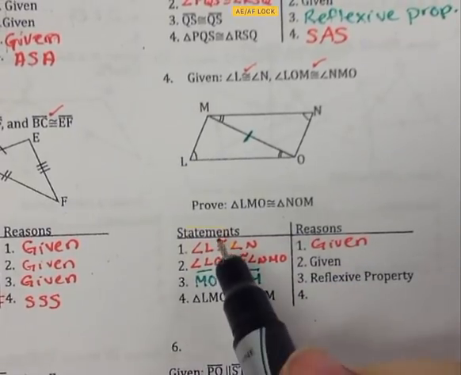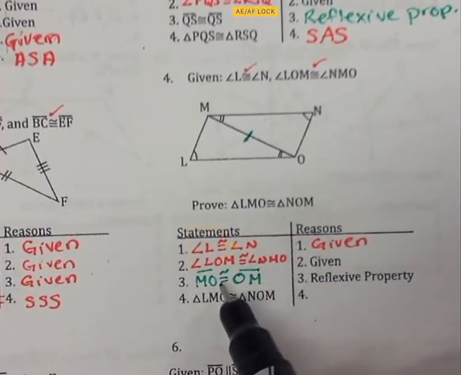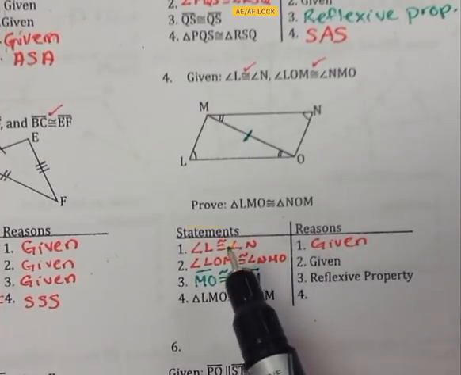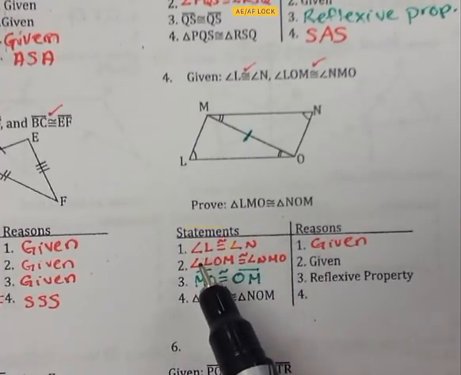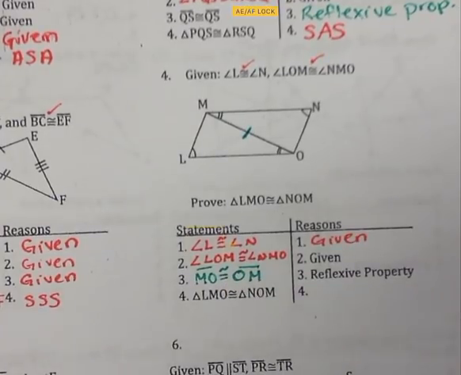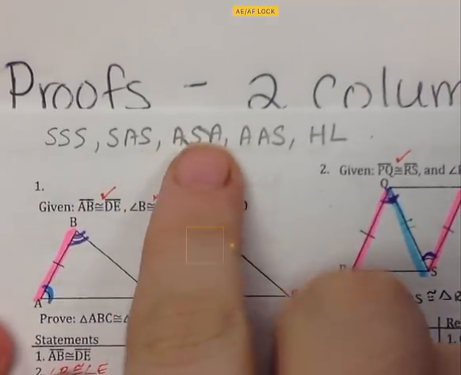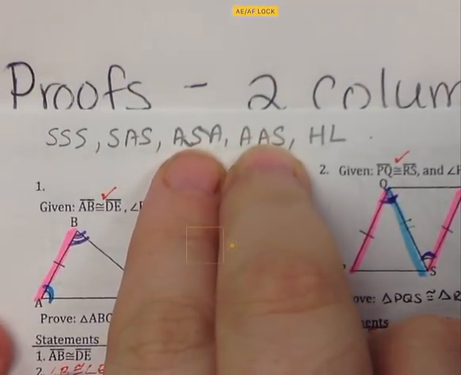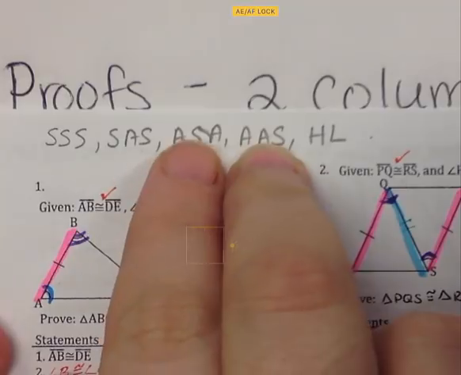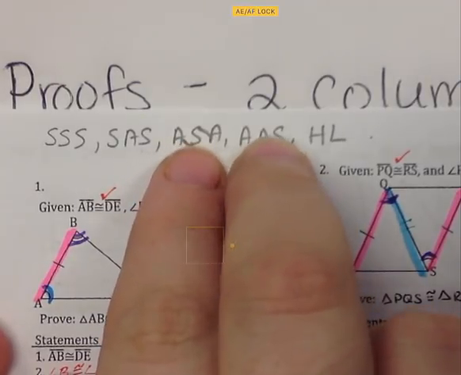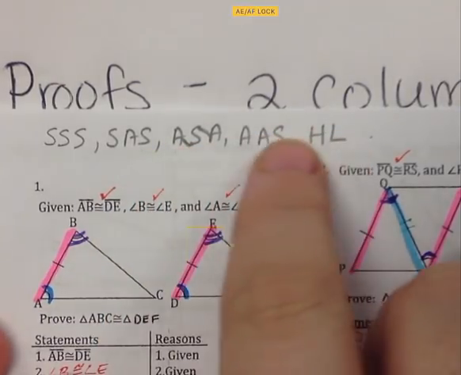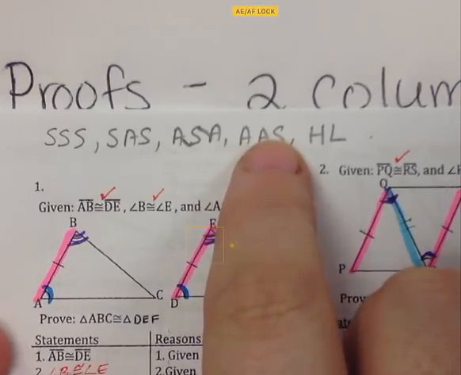So now we have 1, 2, 3 congruencies. We have 1 angle, 2 angles, and 1 side. So we have 2 angles and 1 side. So the question is this: is our side touching both of the angles or only one of the angles? You see how this S is only touching this angle right here?